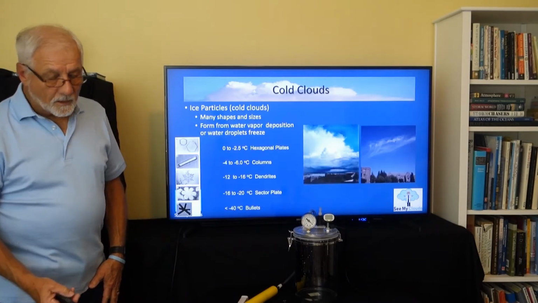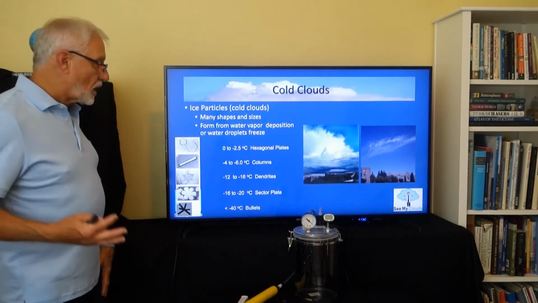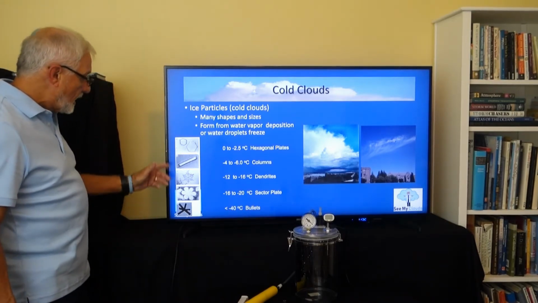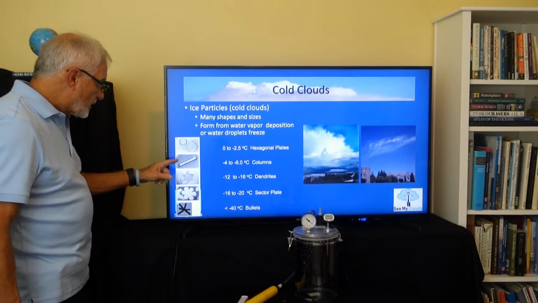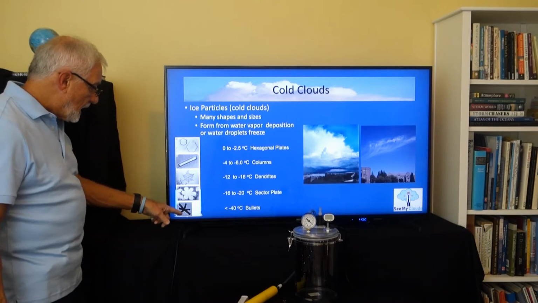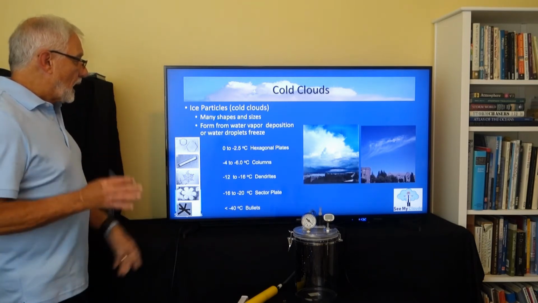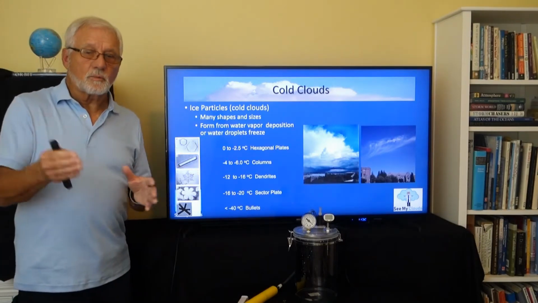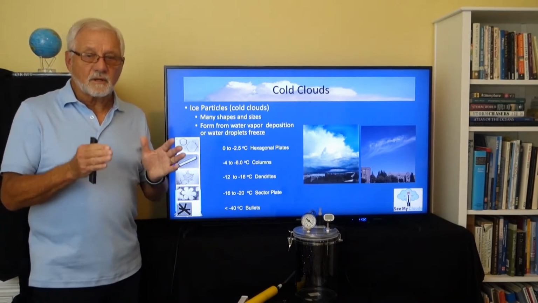Cold clouds have ice particles, and ice itself can have many shapes and forms. Here, for example, is just illustrating some photos of some ice crystals. Here are hexagonal plates. These are hexagonal columns, so six-sided columns of ice. This is a more traditional snowflake feature that we see here. And so we can see the different forms that it can take. Now, the ice forms when the water vapor is deposited or the water droplets freeze. So it's a little bit more complicated in terms of how the ice forms. And we're not going to really concentrate on that in these talks.